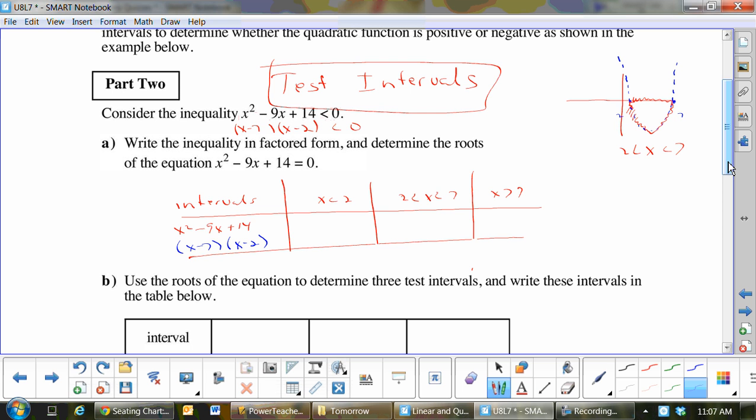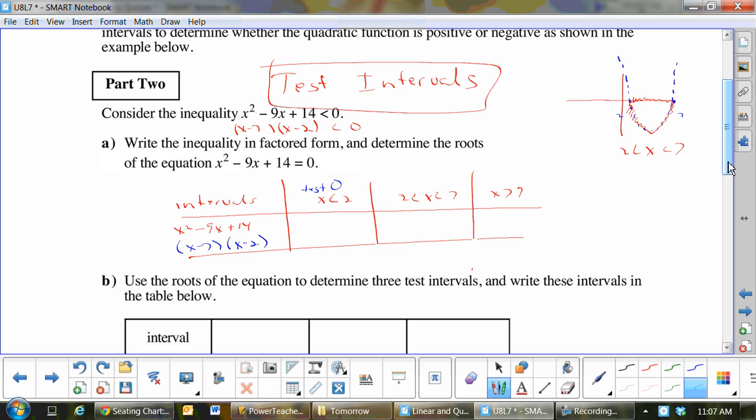Now, since these are intervals, and we're doing test intervals, we're going to test the number in this interval and see what kind of answer it gives me. When x is less than 2, can you give me a number that would be great to work with? 1, even a better one, 0. If you can use 0, use it. So we're going to test 0.